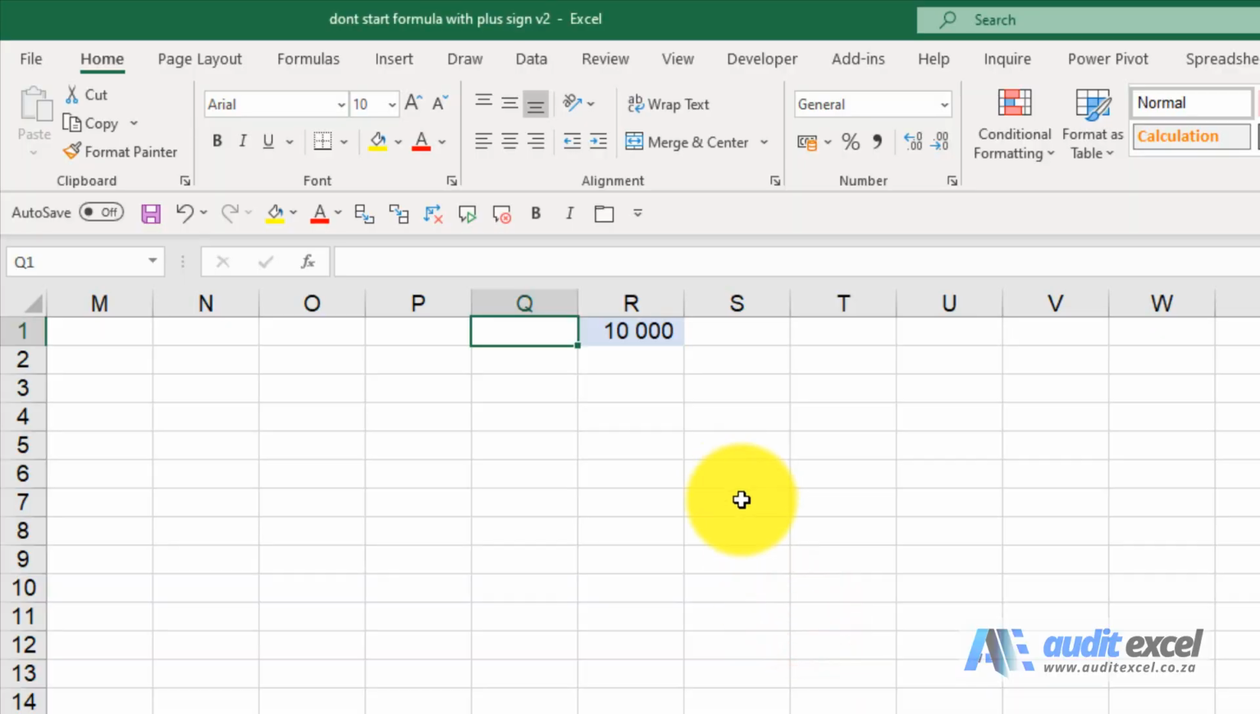Please always start your Excel formulas with the equal sign. I'm just going to show you a couple of reasons why starting with a plus can cause problems. So the first one is a very South African issue.